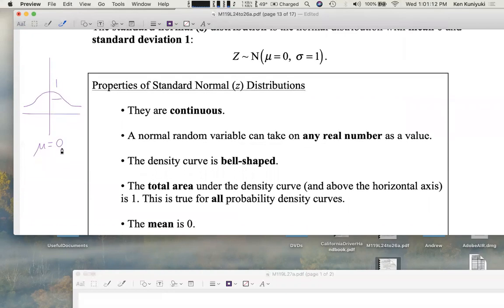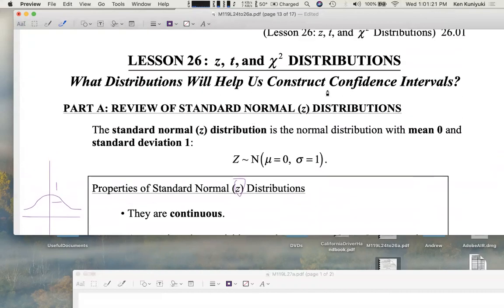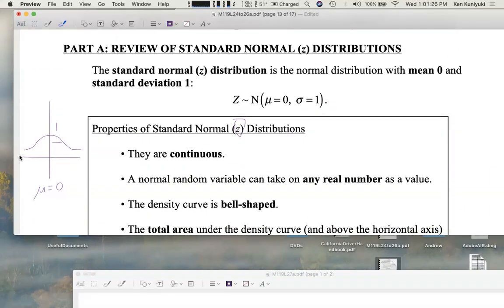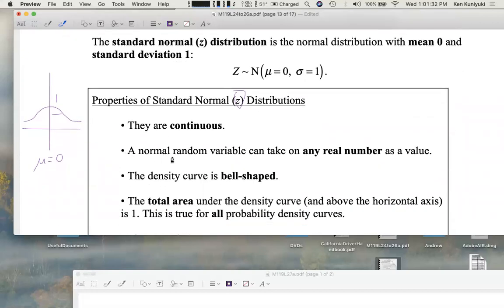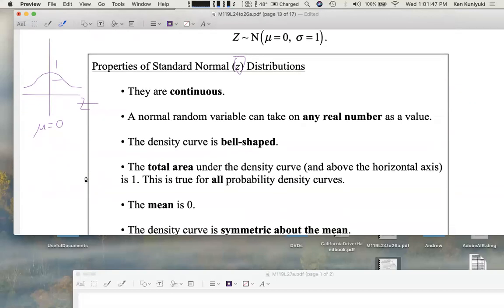And what were some other properties of the standard normal distribution, what I call the Z distribution? Well, they're continuous. In fact, all of these distributions will be continuous. The Z, the T's, and the chi-squared, they will all be continuous. So we're going to have density curves for all of these. A normal random variable, including the Z, can take on any real number as a value. The density curve is bell-shaped, as the T's will be. The total area under the density curve and above the Z-axis is 1.